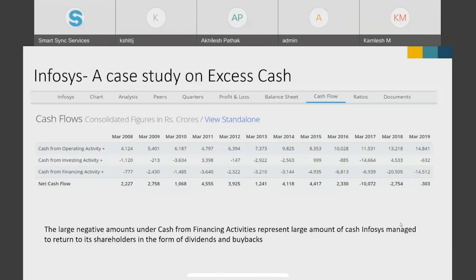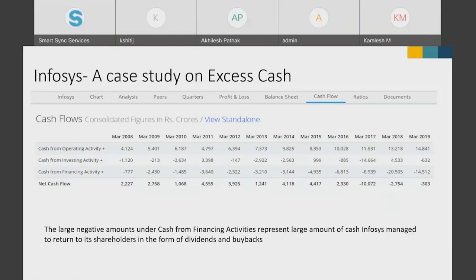And why do you see a large negative number in case of cash from financing activities? You see that because Infosys continues to return a large amount of the cash to their shareholders, right? In the form of dividend. Yes, you are right, Abdul. You are right. So because of dividend, right?